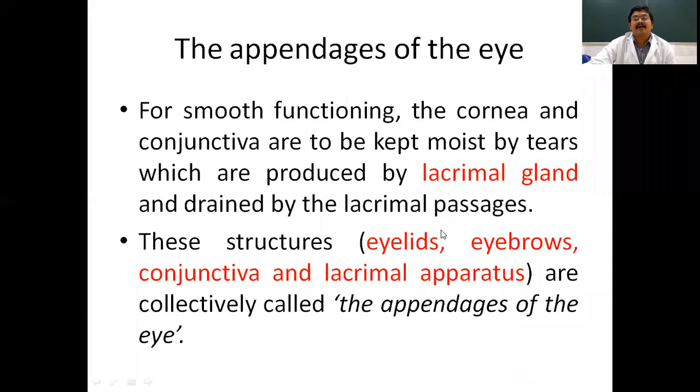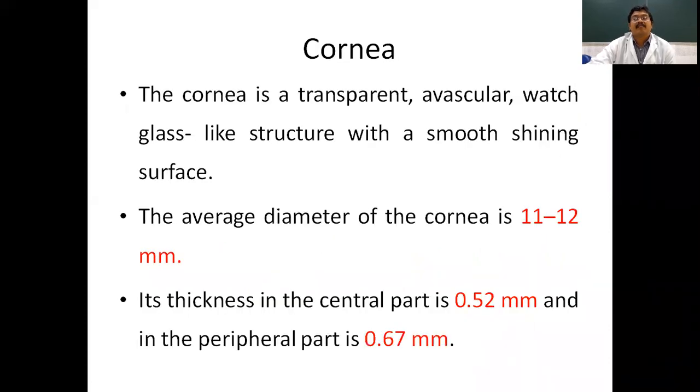The appendages of the eye are for the smooth functioning of the cornea and the conjunctiva, and to keep them moist by the tears secreted by the lacrimal glands and the accessory lacrimal glands and the small glands. These structures maintain the moisture of the cornea and conjunctiva. The eyelids, eyebrows, conjunctiva and lacrimal apparatus are collectively called the appendages of the eye. Then we are going to look at each structure individually.